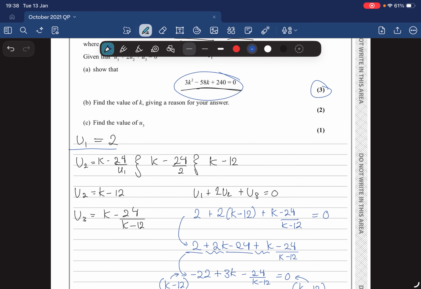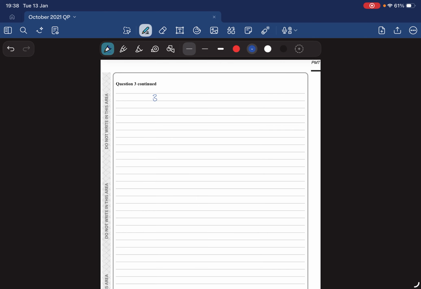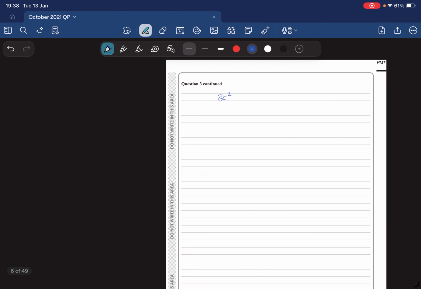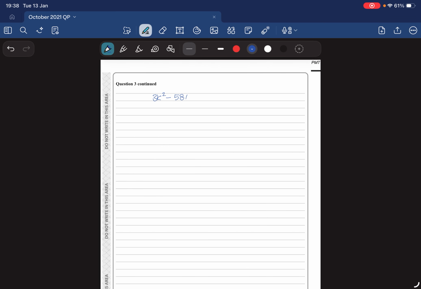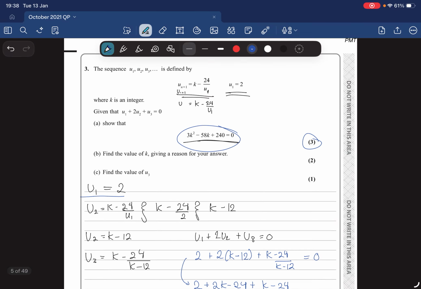Okay, number B. Find the values of K given a reason for your answer. So we know that we found out what K is, which is always great. I'm going to write it down so we just don't have to keep scrolling. That is equal to that. It's a quadratic. We can just pop in calculator, pop in calc. And then we should get K as equal to 40 over 3. K is equal to 6. Okay, that's our answers for K, guys.